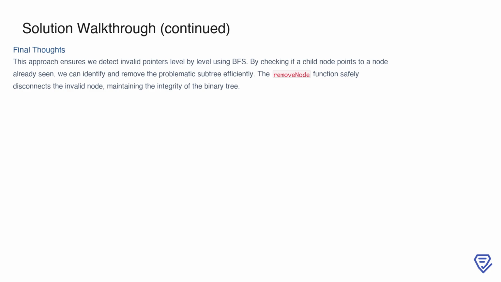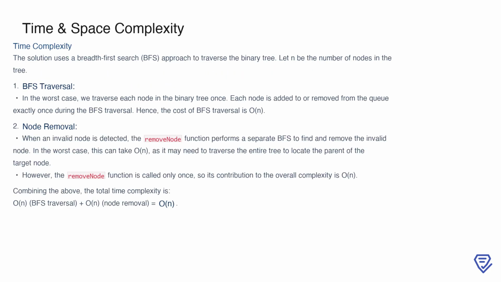To analyze the time complexity of our solution, we start by considering the breadth-first search, or BFS, which is the core of our traversal approach. Here, every node in the binary tree is visited exactly once. This means that for a tree with n nodes, the BFS traversal takes O(n) time.